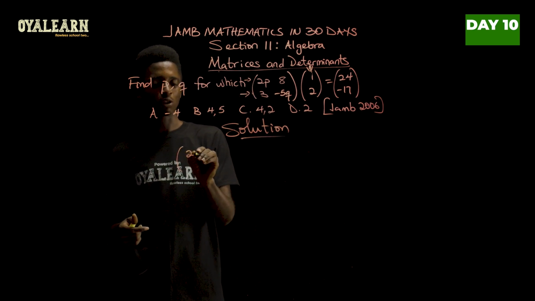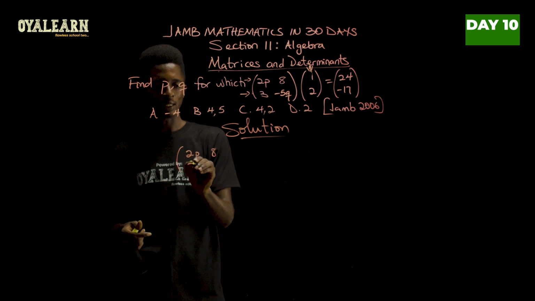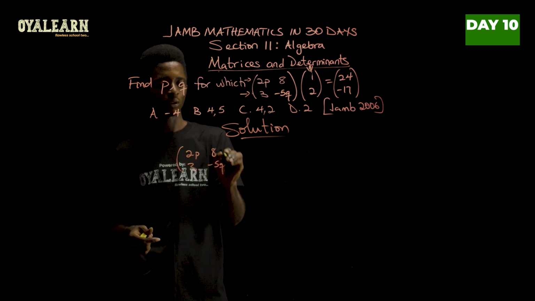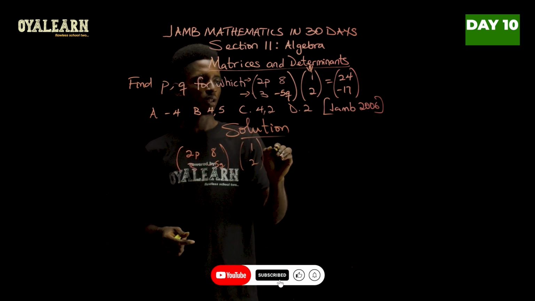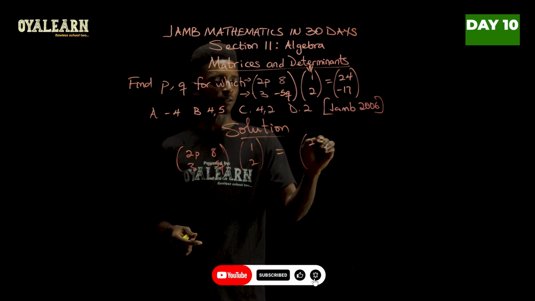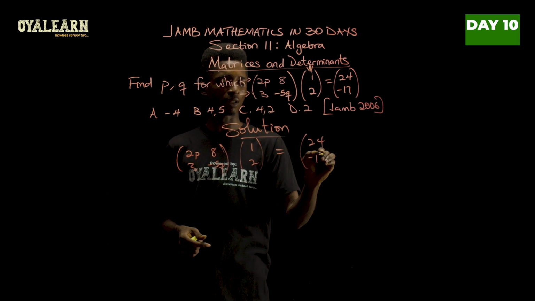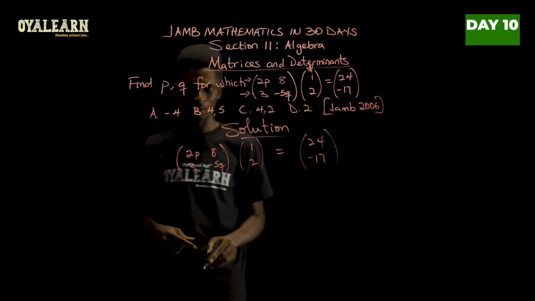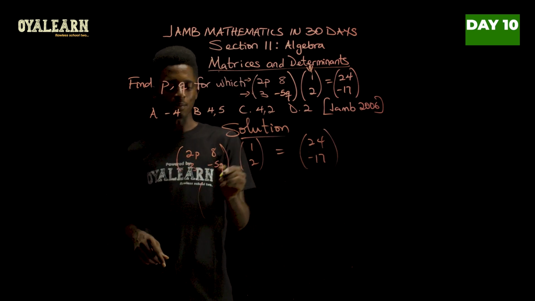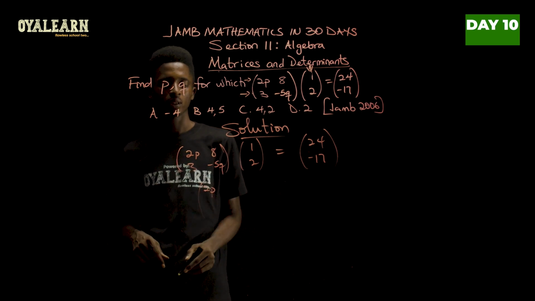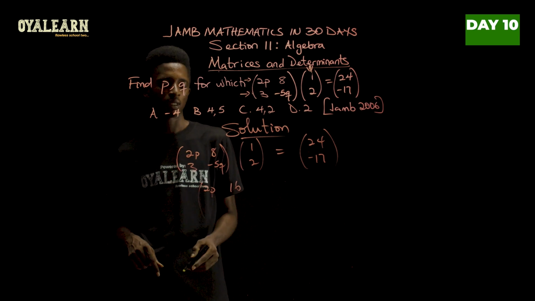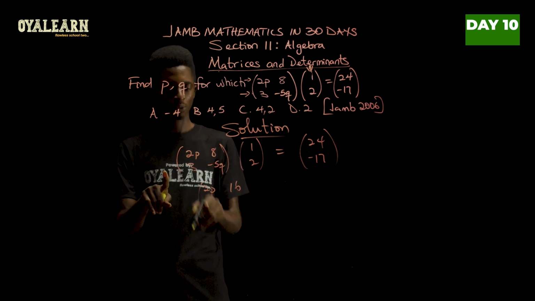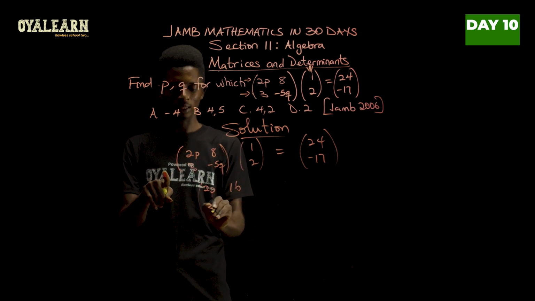So we just go and write 2p then 8. This is 3, minus 5q. So let's multiply that into 1 and then 2. Recall that this would give you 24 according to the question and minus 17 here. So let's multiply. 2p times 1 gives you 2p. Now 8 times 2 will give us 16. Now we go to the next row. 3 times 1, that's 3.